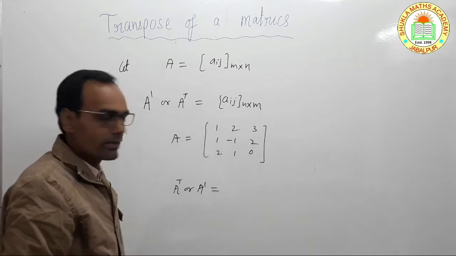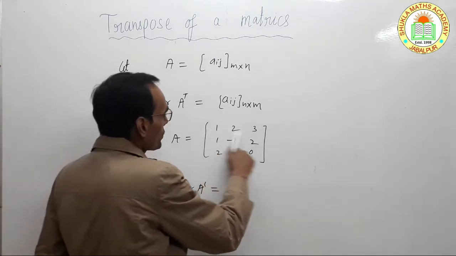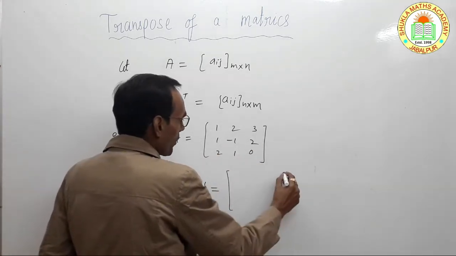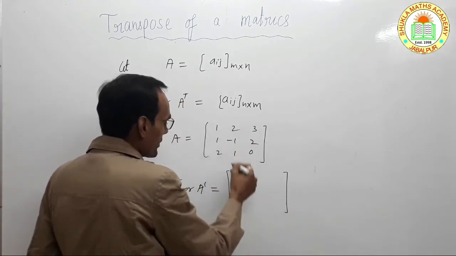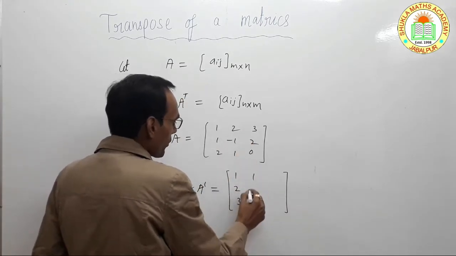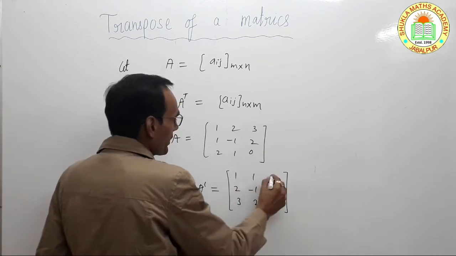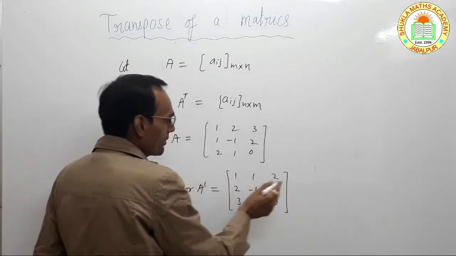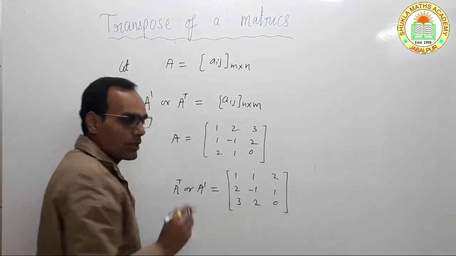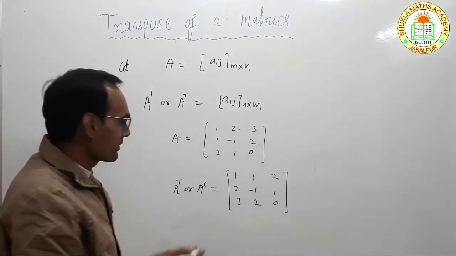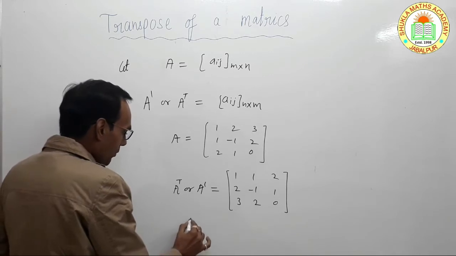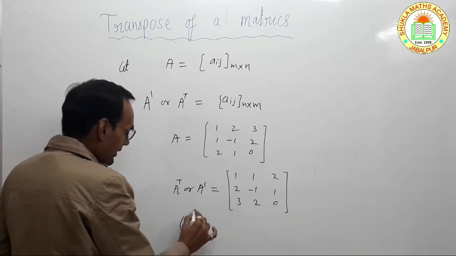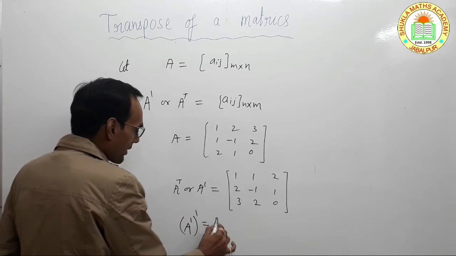So now convert all the rows one by one into the column. So we get 1, 2, 3, converting the first row as a first column and second row as a second column, 1 minus 1 and 2, and third row 2, 1, 0 as a third column. So we get the transpose of a matrix. And here one property, remember that transpose of A and again taking its transpose we get the matrix A.